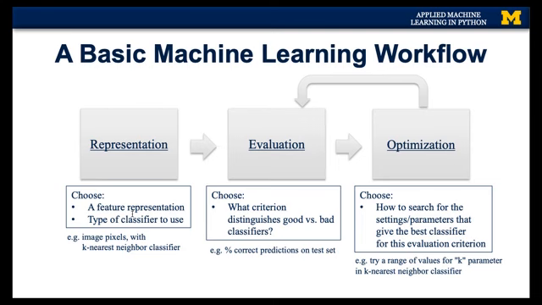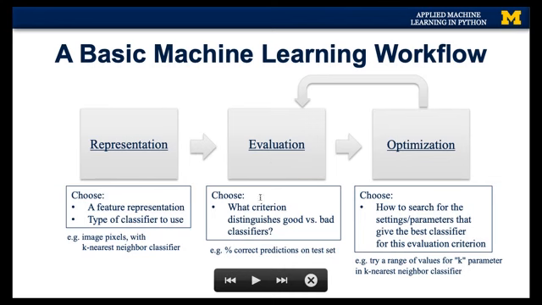For example, sometimes you have numbers, but sometimes you have text data and you need to convert that text data to numbers. Sometimes you have images and you need to know how to convert them to numbers, or sound data, and so on. So for example, we have image pixels with a k nearest neighbor classifier.